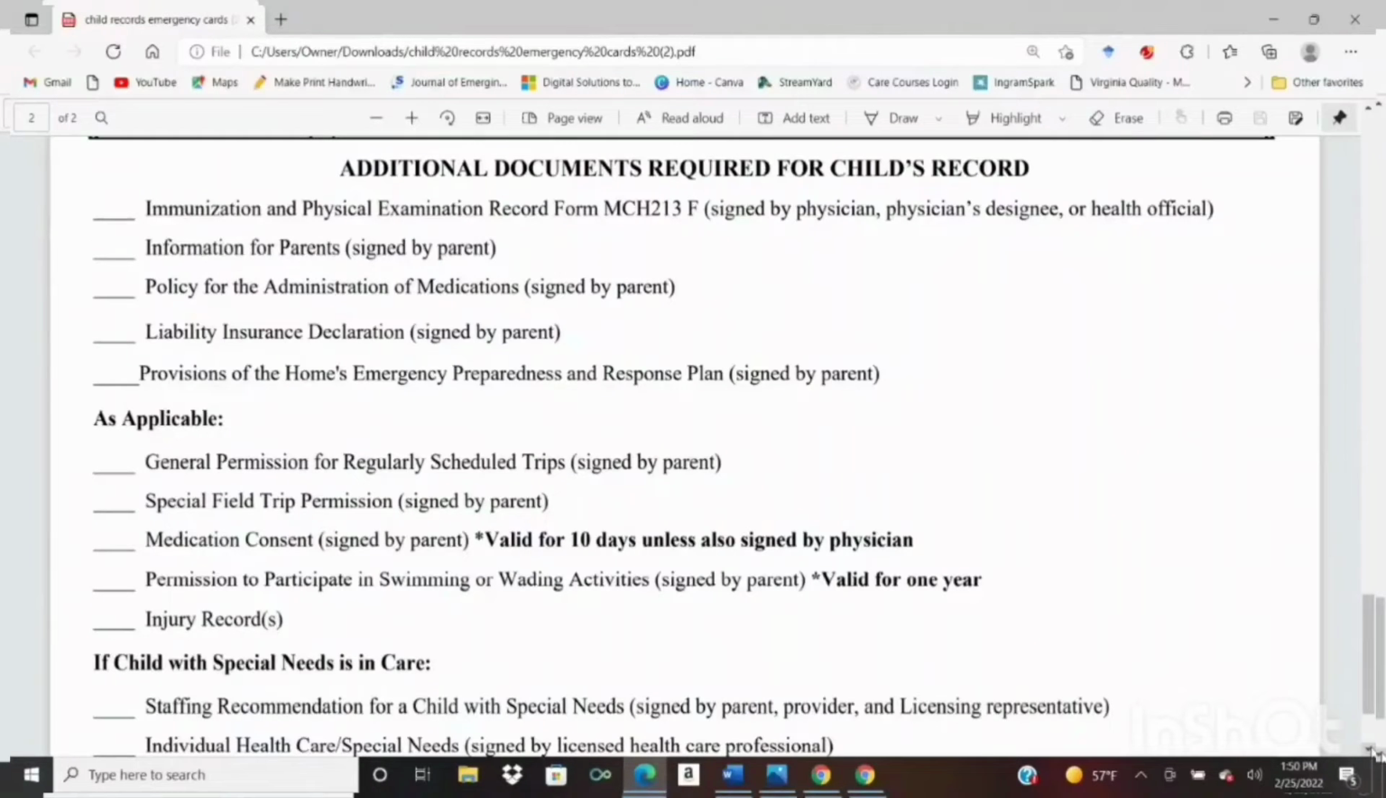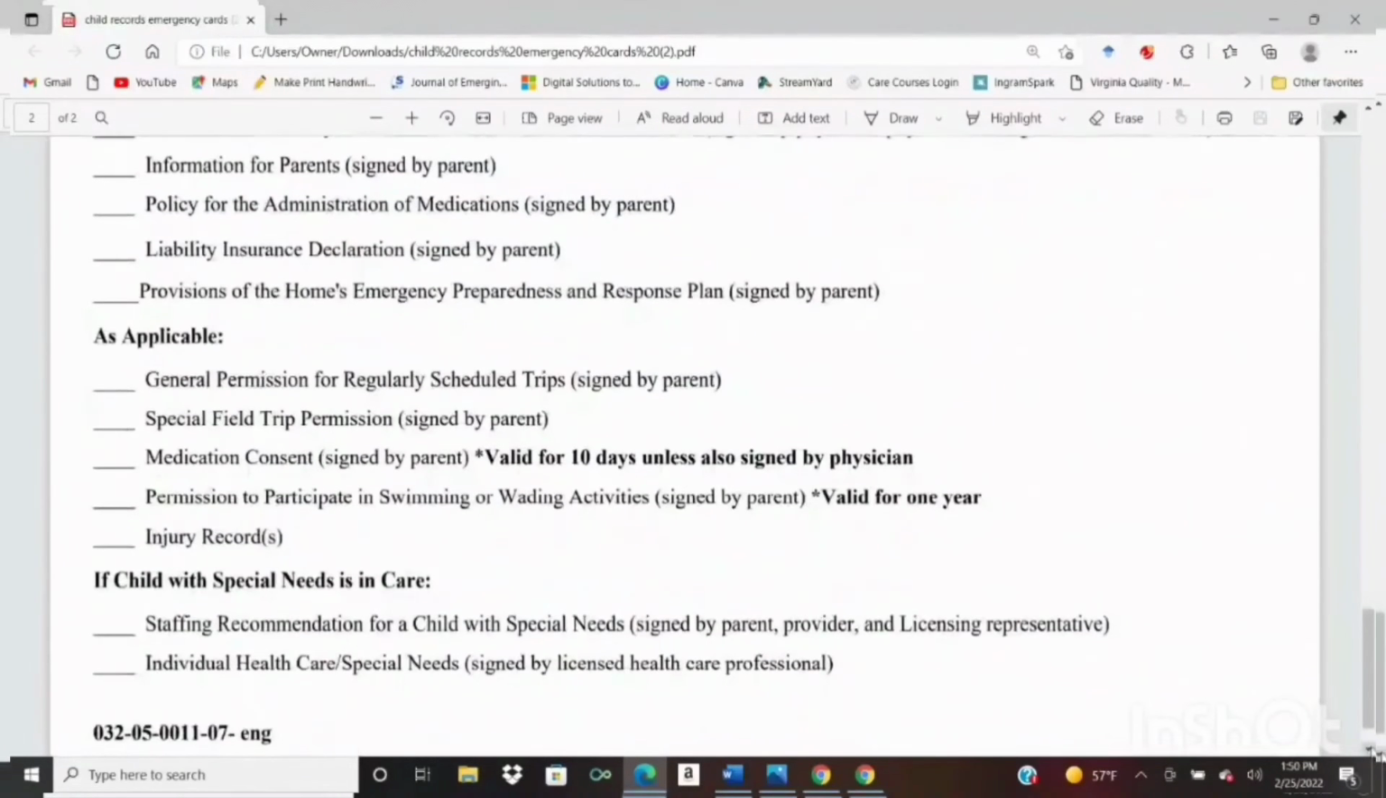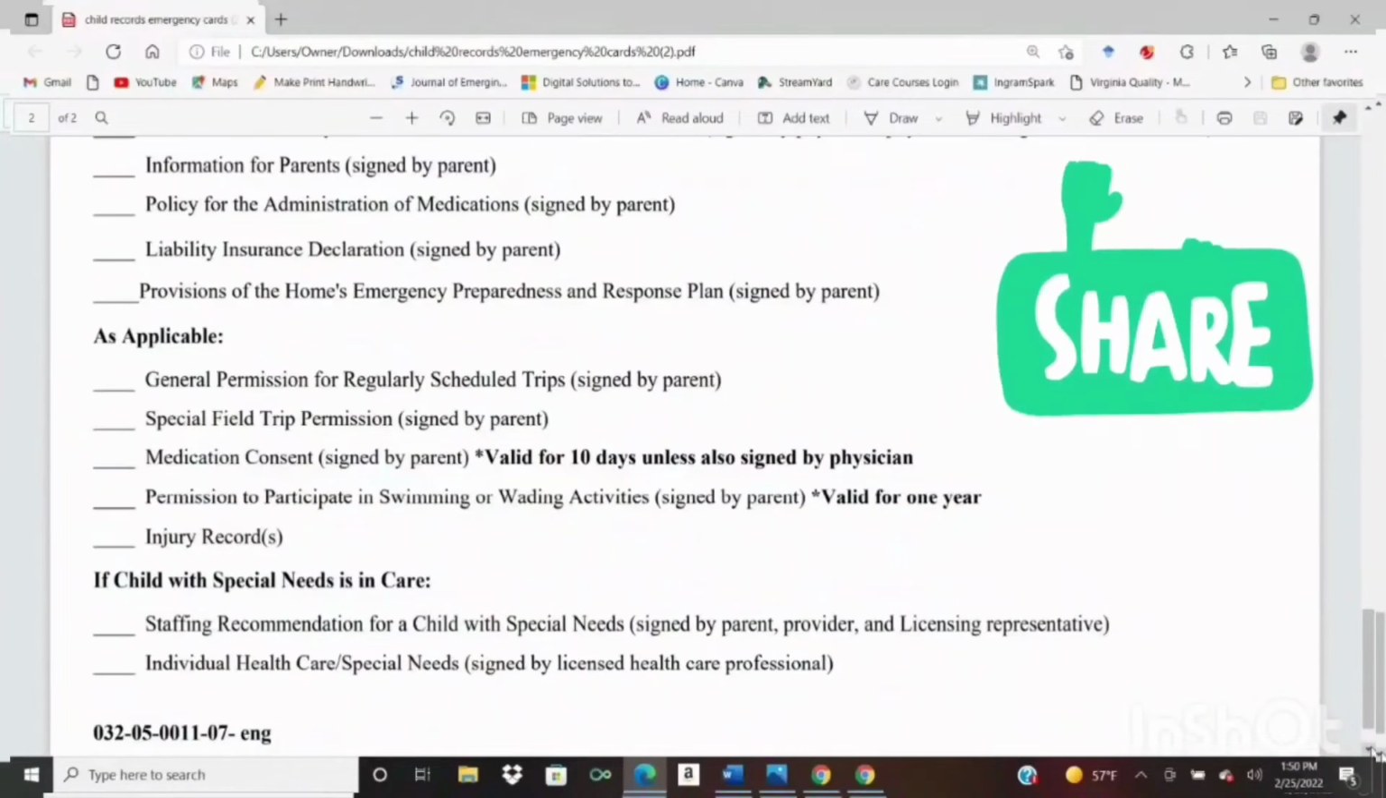Then permission to participate in swimming or wading activities. This has to be signed by parents. So if you have a baby pool in the backyard and you're taking the kids for swimming, parents have to fill that out. And this is valid for one year, so every year they have to be filled out. Injury records. This is when a child gets injured, or, God forbid, a child dies. All kinds of injury reports you can put on here.